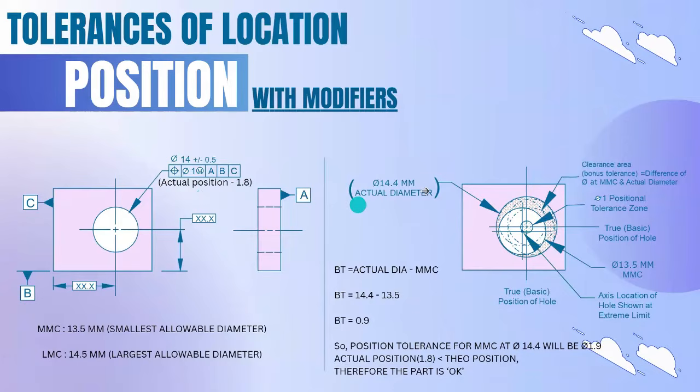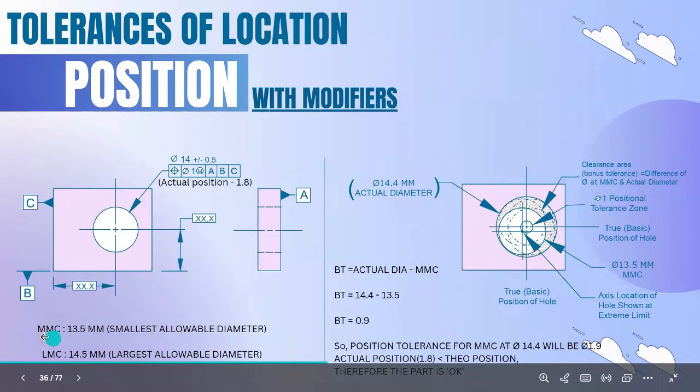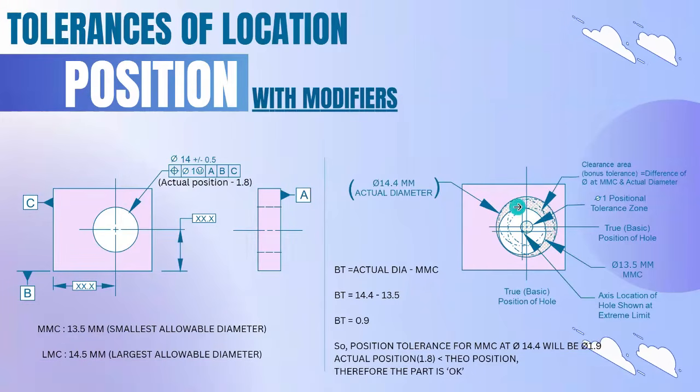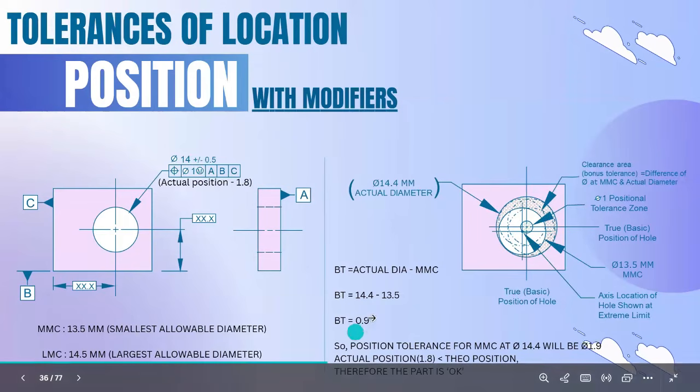So for this manufactured dia, with MMC condition, we can get the clearance value. So the clearance will be called bonus tolerance. Here BT means bonus tolerance. Bonus tolerance formula is actual dia minus MMC. If we subtract actual dia and MMC, we can get this clearance value. So this clearance value is going to be added to this GD&T tolerance. Here the value is 0.9, so the 0.9 should be added to this GD&T tolerance.